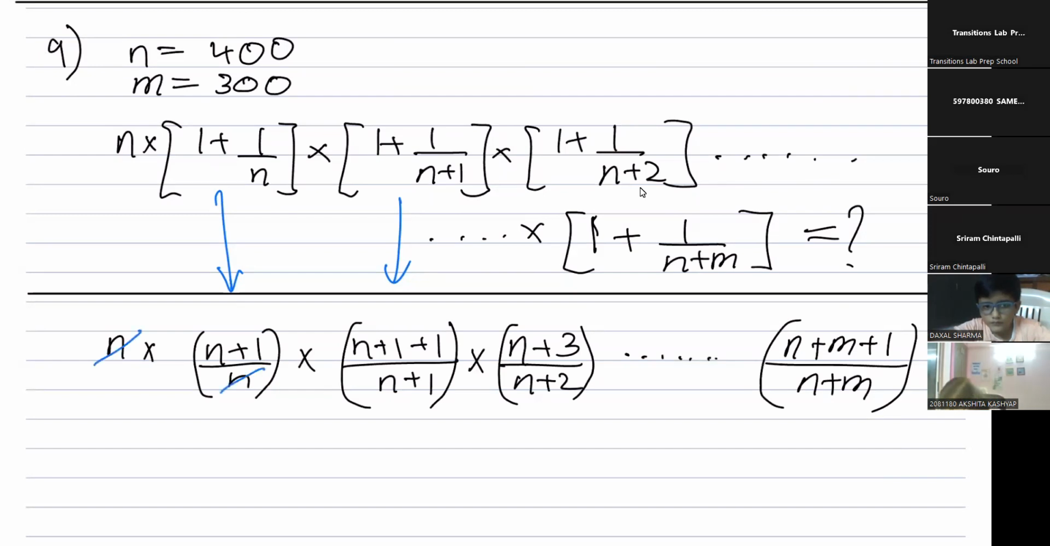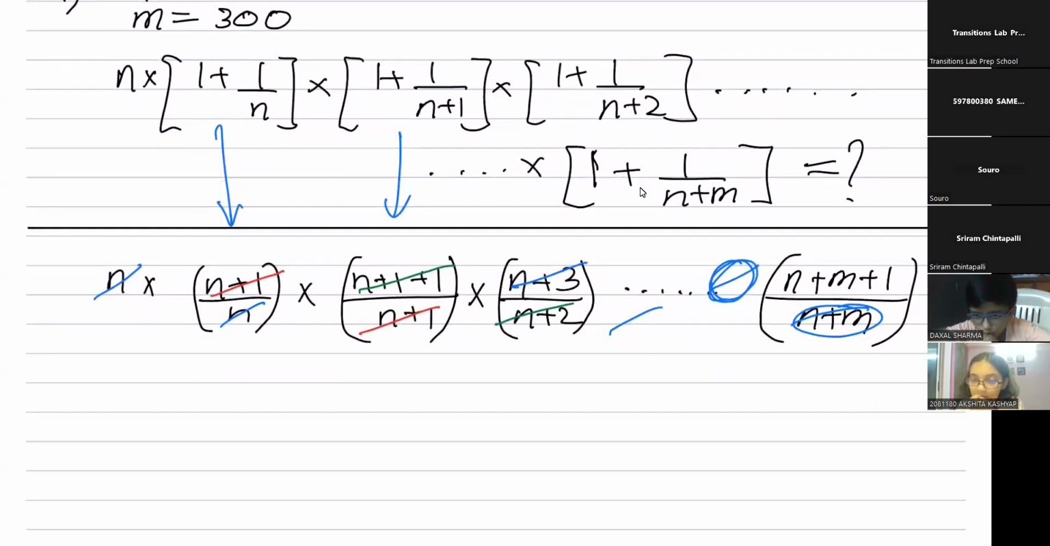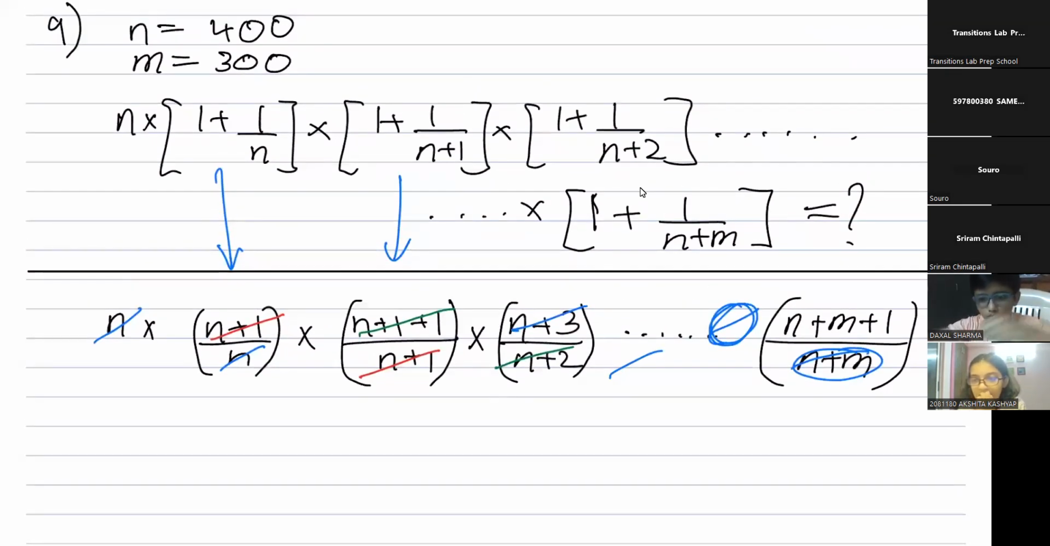Now notice what is happening over here. n and n will cancel. Even though they're in two different terms, the associative property allows us to do this. Then n plus 1 cancels with n plus 1. This will keep going on until we cancel all the terms in this manner. There will be a term that cancels with n plus m, because the penultimate term will be n plus m upon n plus m minus 1. So this is what we call a telescopic product, or reducing the product using the telescopic method.